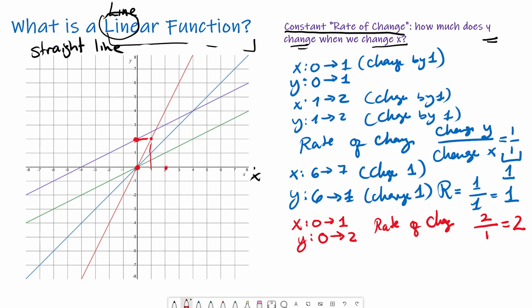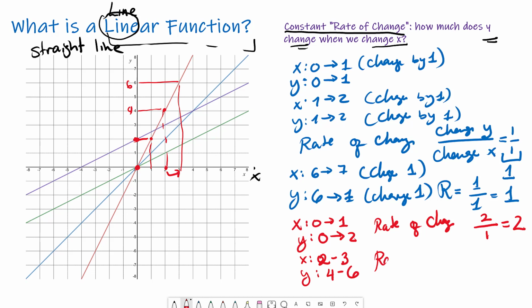Let's do, say, x equals 2 here. We're at this point. Let's go from x equals 2 to x equals 3. So we go from 4 here in y to 6, right? You see how in this line, when x goes from 2 to 3, our y goes from 4 to 6.